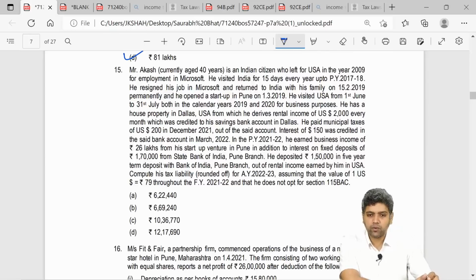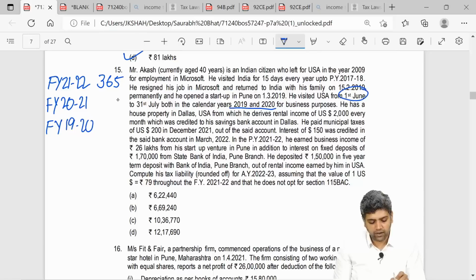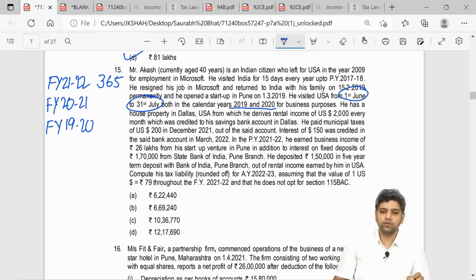Now friends, to answer this question, you must have understood first we need to look at the residential status. As far as the current year is concerned, that is FY 21-22, they have not told us that Mr. Akash has left India for any period of time. So I presume that he has stayed in India for the entire 365 days. However, in FY 2021 and FY 19-20, he had visited USA in both these years for a period of 61 days. How do I know 61 days? 1st June to 31st July. So 30 days of June, 31 of July. So that is 61 days.